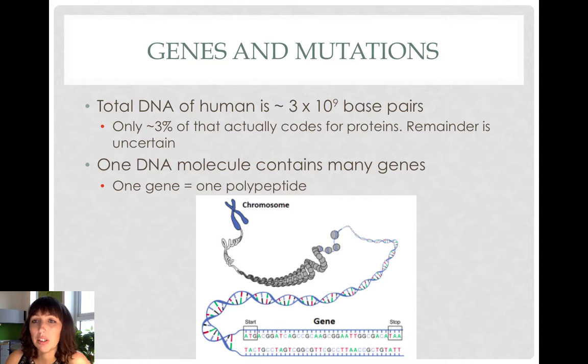So really the remainder of the DNA used to be called junk DNA, but we know now that that's a silly phrase. It's really just uncertain what the rest of the DNA codes for or does. So one DNA molecule contains many genes, and one gene equals one polypeptide.